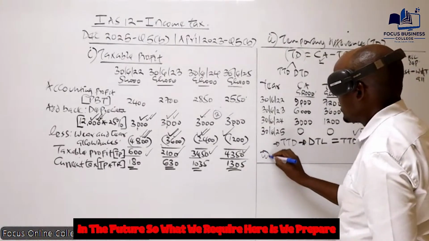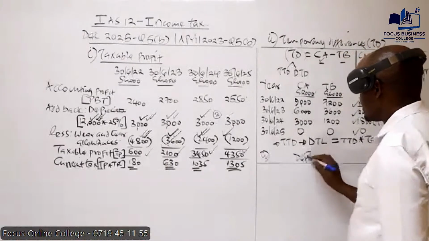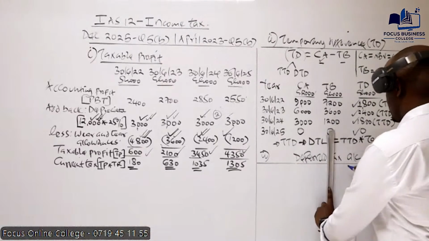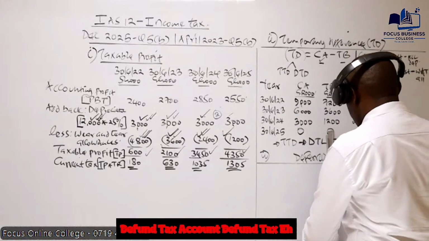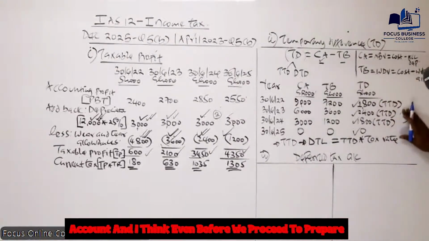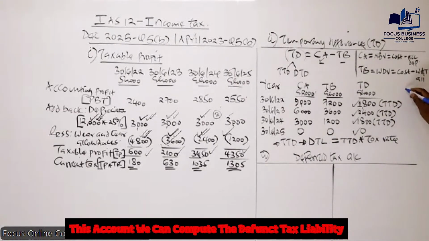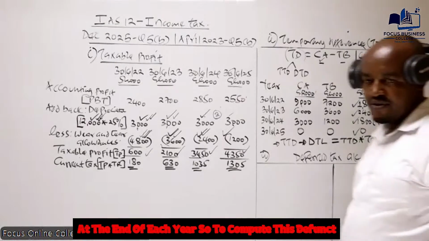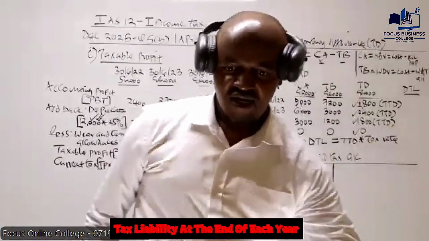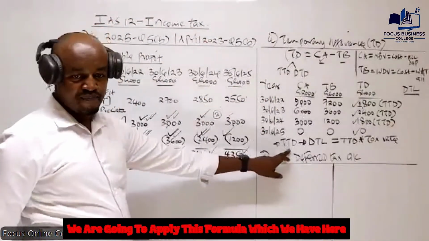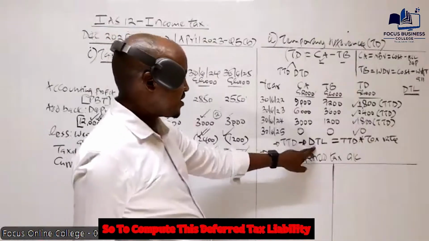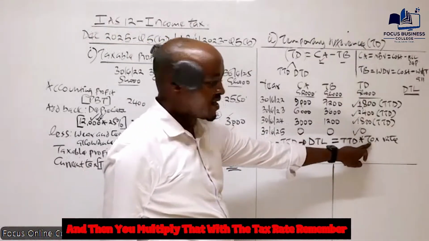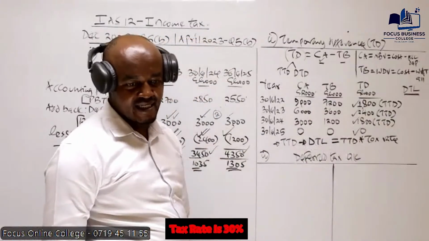So what we are required to do here is prepare the deferred tax account. Even before we proceed to prepare this account, we can compute the deferred tax liability at the end of each year. To compute it, we take the taxable temporary differences and multiply that with the tax rate. Remember, the tax rate is 30%.